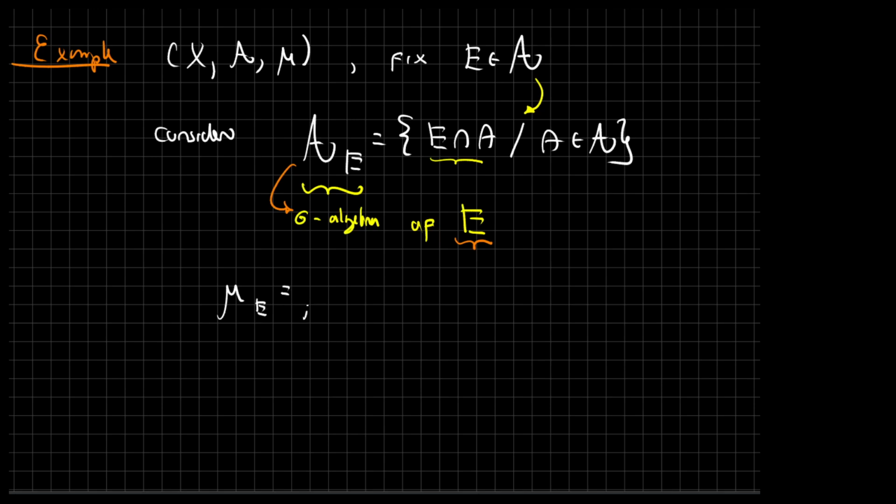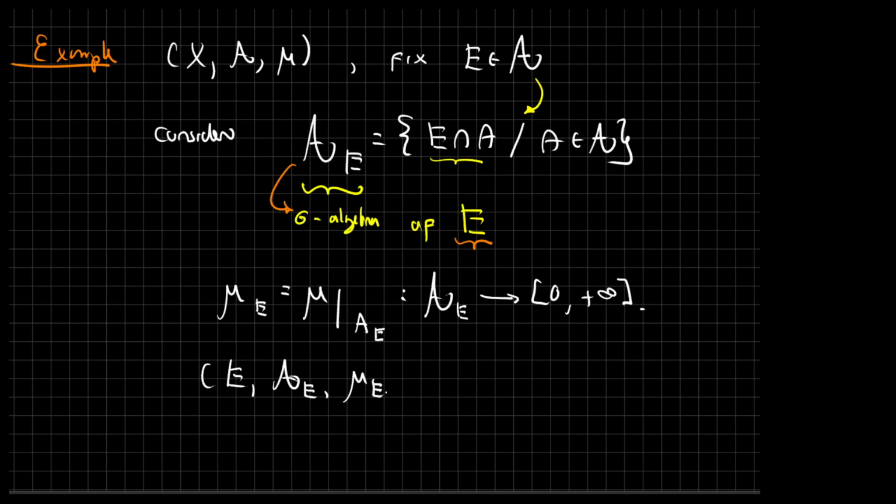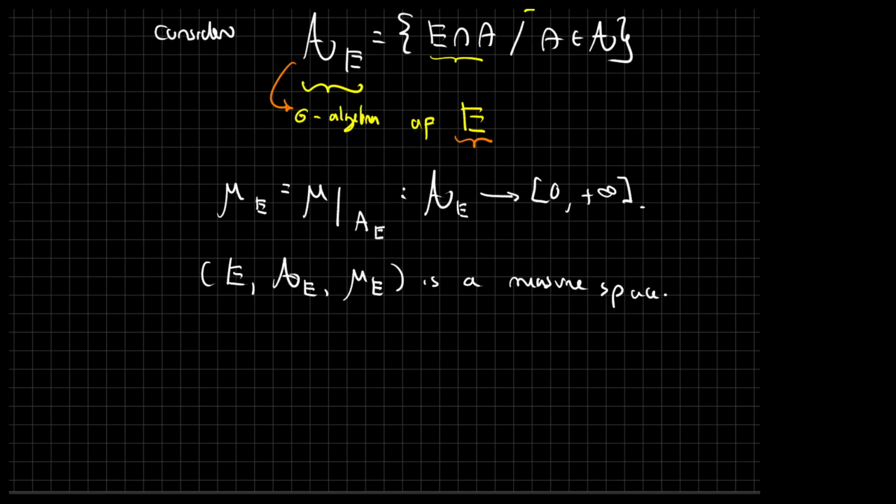And you can have a measure like this, that goes from here into the extended interval, and this triple will be a measure space. So why is this happening? We can take a moment to consider this. Now let's work this example with all the steps.